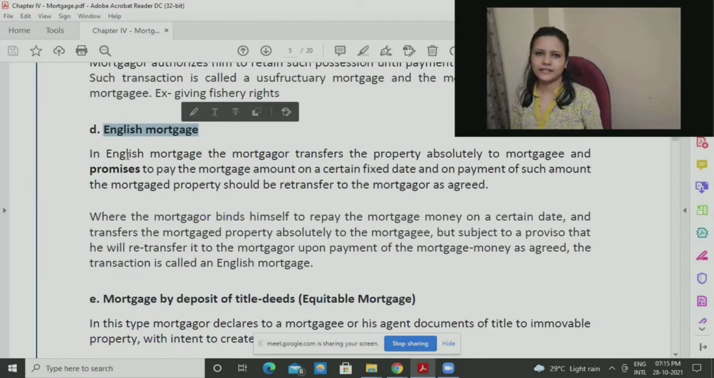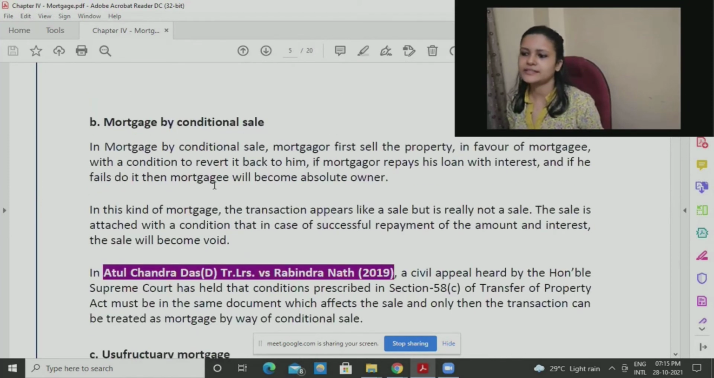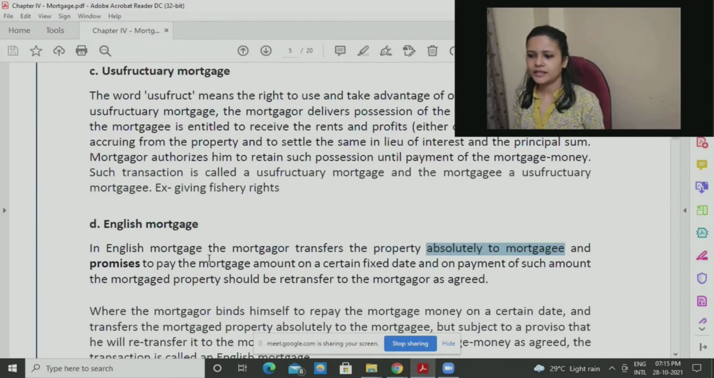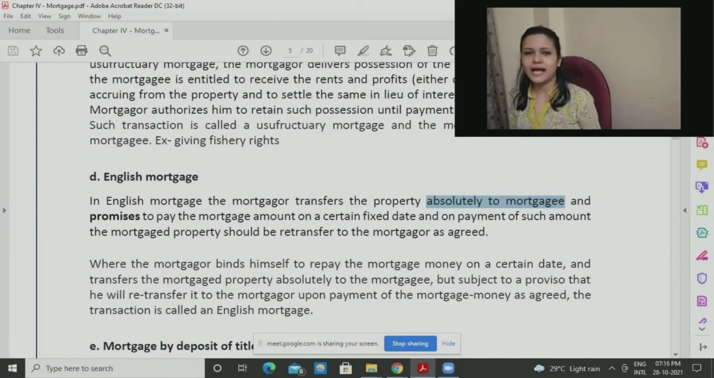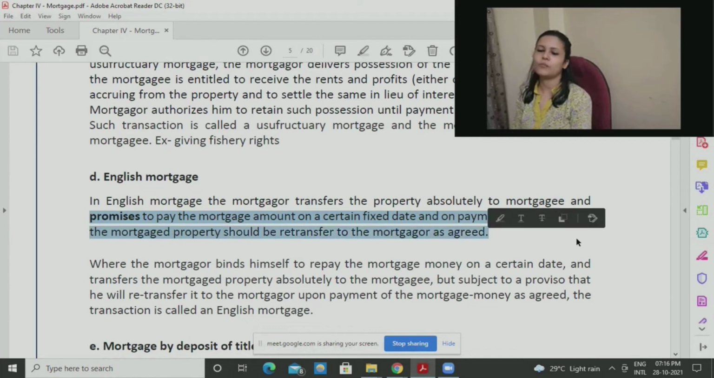Next one is English mortgage. So in English mortgage, the mortgager transfers property absolutely to the mortgagee. And this one, what I was saying, right, is similar to conditional sale. In case of English mortgage, what is happening is the property is absolutely transferred to the mortgagee, but there will be a promise or a proviso. Okay, it promises to pay the mortgage amount on a certain fixed date, and on payment of such amount, the mortgaged property should be retransferred to the mortgager as agreed.